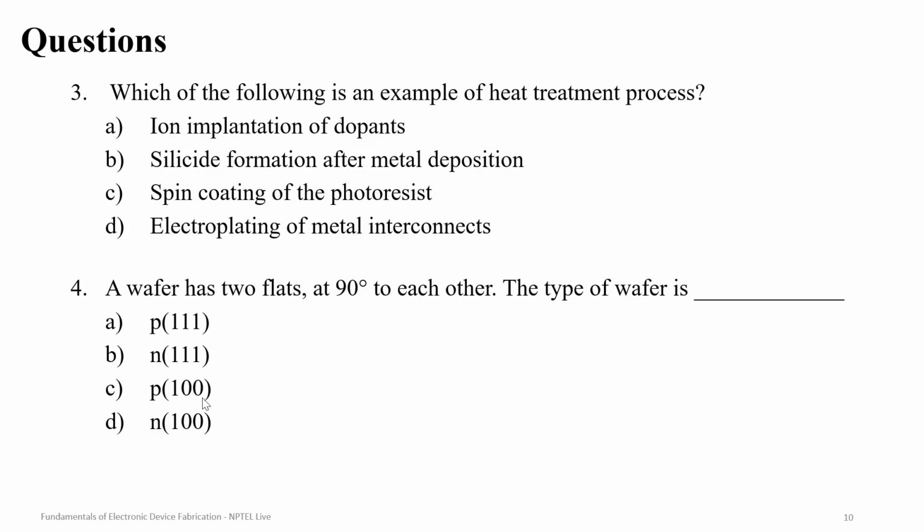Is it electroplating of metal interconnects? No, because electroplating, you see, is an electrochemical process. It's not always at high temperature, right? We are just using two electrodes and an electric potential. We are plating it onto another material, and so that doesn't involve heat. So again, spin coating of photoresist means it's just a coating process. Once coating is done, during the curing stage, heating is there. But actual spin coating of photoresist also doesn't involve heat. So option C and D are wrong. So which would you select between A and B?